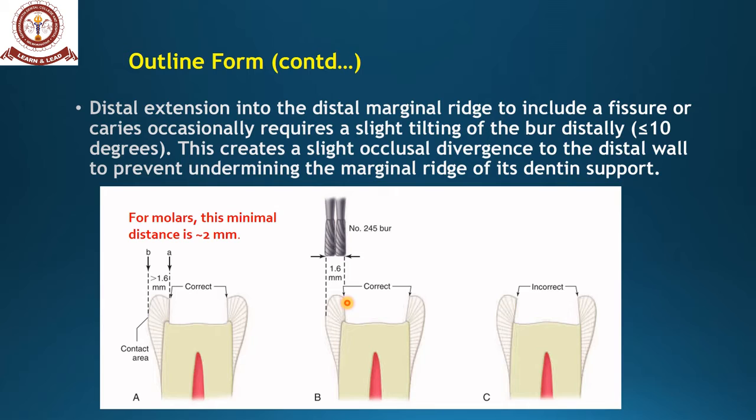So how will we measure whether adequate thickness of the marginal ridge is present or not? The width of the burr diameter is 0.8 mm. The marginal ridge for a premolar ideally should be 1.6 mm. So you have to approximately measure it as two times the diameter of the burr.